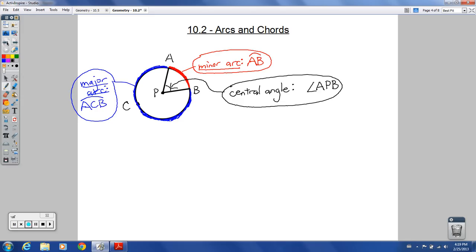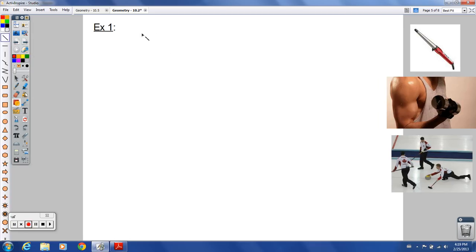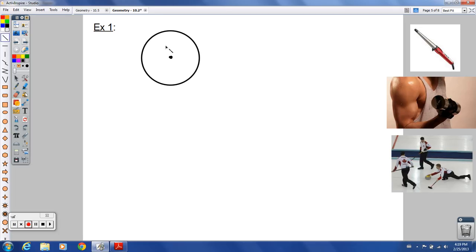And let's go to an example now at this point. Let's check out example 1. I want you to draw another circle about the same size as what you just did there. Where's your circle tool? There you go. And let's find that center point. Mark that center point. And then I want you to draw a straight line going all the way across through the center. That would be a diameter.